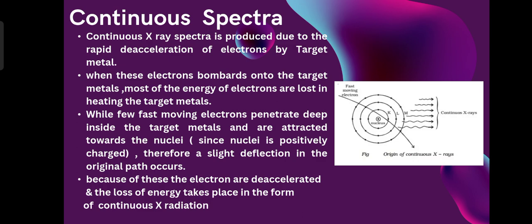At the start of deflection, less energy is produced. As the electrons deflect more and more, a large amount of energy is produced, or radiations of large wavelength, X-ray radiations, are produced. So here slowly the X-ray radiations are rising, right? So a continuous spectra is produced.